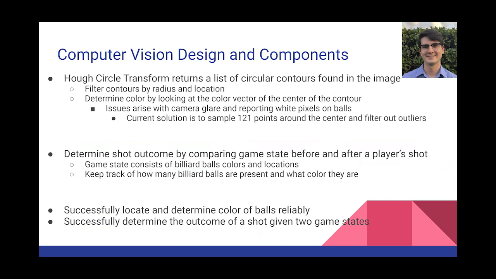I've kind of touched on some of the game state in determining the outcome of a player shot, but overall the system has been able to successfully locate and determine the color of balls reliably. We've done over 150 ball tests and we've had one error. And I think that is an acceptable accuracy rating. And it's been able to successfully determine the outcome of a shot given two game states, which basically determines if a player made a shot or not.